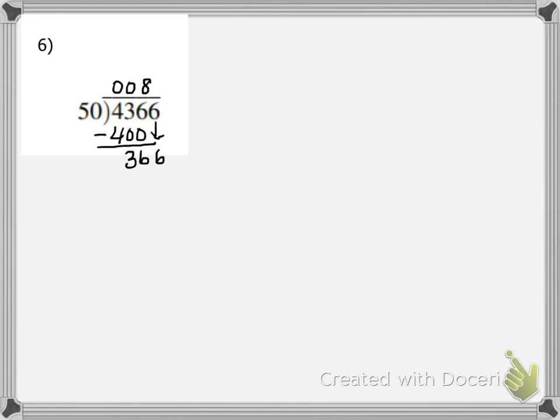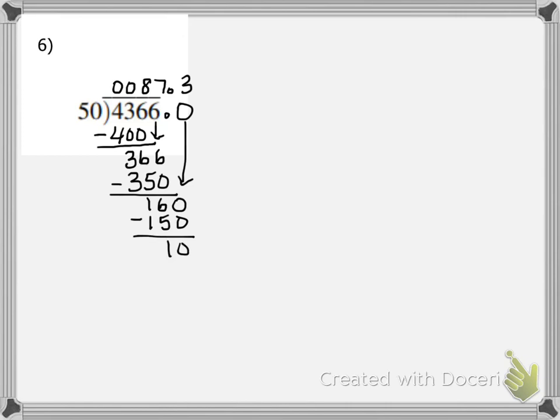I'm going to bring that 6 down. From here, we can make 7 groups of 50 out of 366. That would be 350. We have a remainder of 16. So we're going to add a decimal point and a 0 and a decimal point up in the quotient. Let's bring the 0 down, 160. We can make 3 groups of 50 out of the 160. And when we subtract, that's a difference of 10.